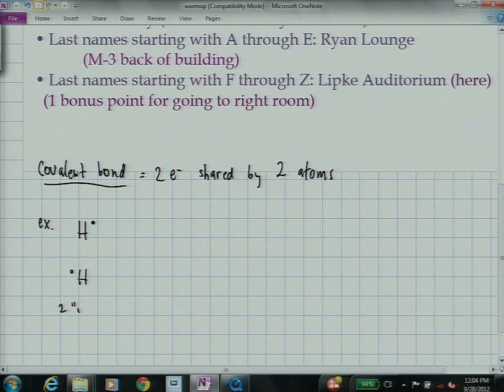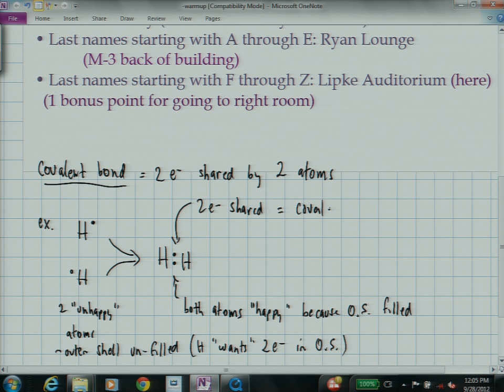And so in fact, if they come together, they will form a bond. You could write it like this if you like, the 2 electrons in between them. And now both atoms are happy because the outer shell is filled. All right. This thing is 2 electrons shared. That is a covalent bond. All right. And we could also write this as H-H.